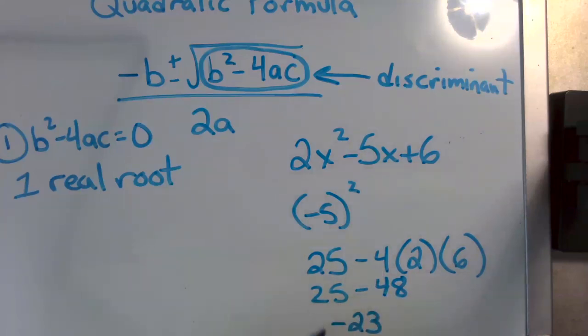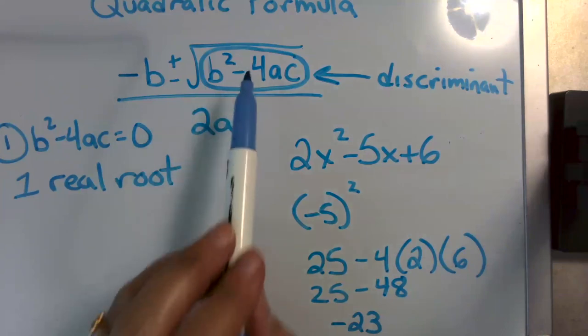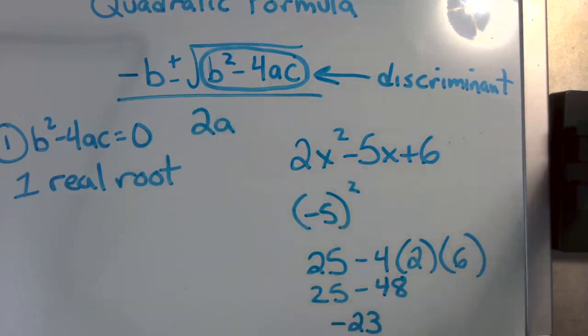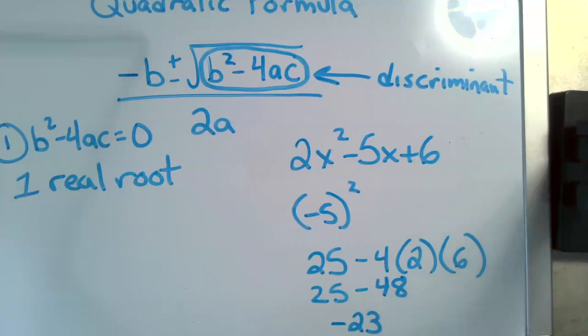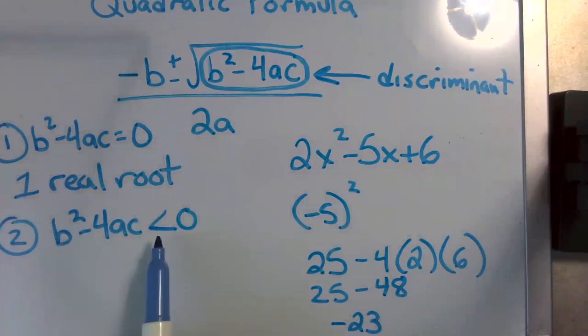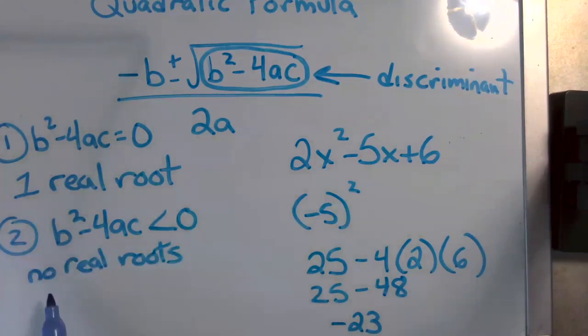Well, if we have a negative number under our square root sign, the square root of a negative number is imaginary. So in the case where our discriminant is negative, is less than 0, we have no real roots. And stay tuned for an examination of imaginary roots. But now let's look at our last case.